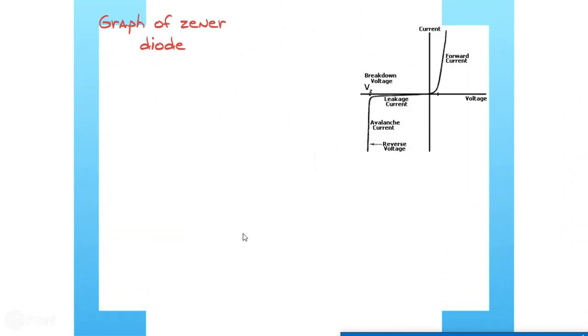Now the Zener diode graph. In forward bias, before the knee voltage there is no current, whatever the voltage may be, but after the knee voltage there is a steep rise in current on the positive axis, similar to our normal PN junction diode. But in reverse bias, what is happening? Up to the leakage current there is no change, and from the leakage voltage to the breakdown voltage there is very little current. But after the breakdown voltage, a huge amount of current is generated at the junction for a small reverse voltage. We call it avalanche current.